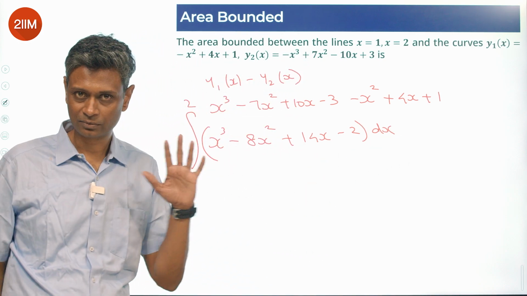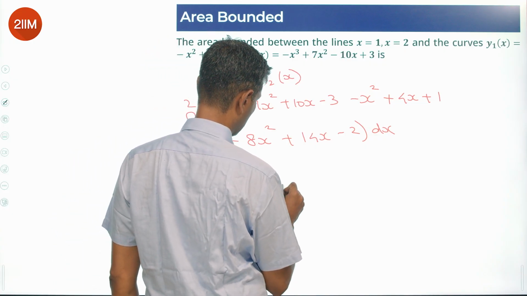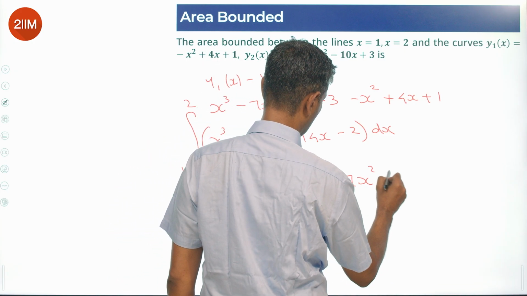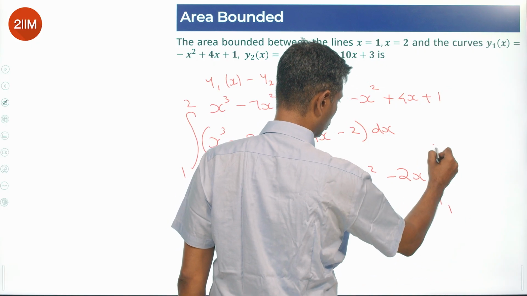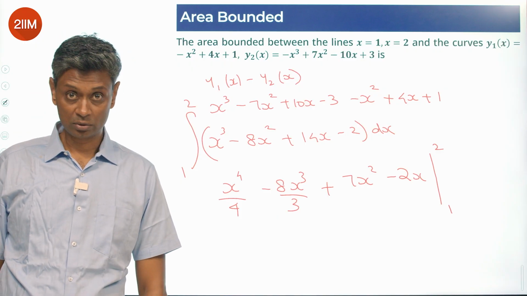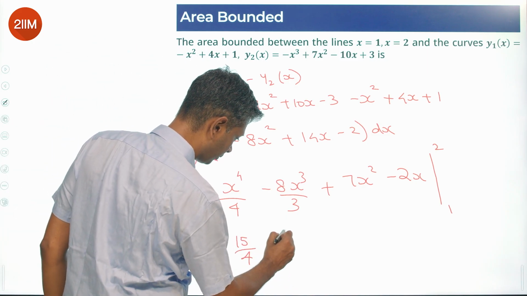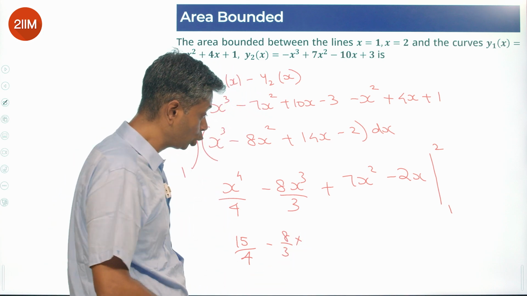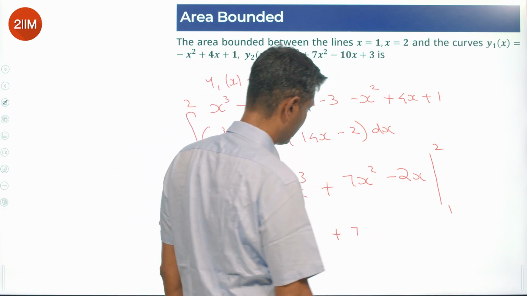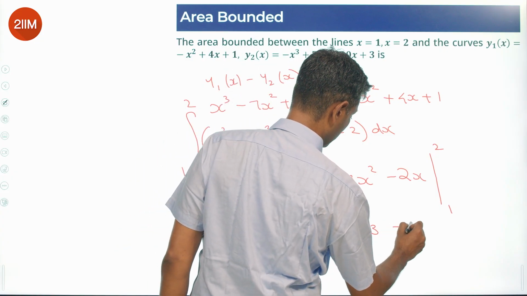That's our answer. And so this is x power 4 by 4 minus 8x cube by 3 plus 7x square minus 2x going from 1 to 2. 2 power 4 minus 1 power 4 by 4: 16 minus 1 by 4, 15 by 4, minus 8 by 3 times 2 cube minus 1 cube, 8 minus 1, 7, plus 7 times 2 square minus 1 square into 3, minus 2.